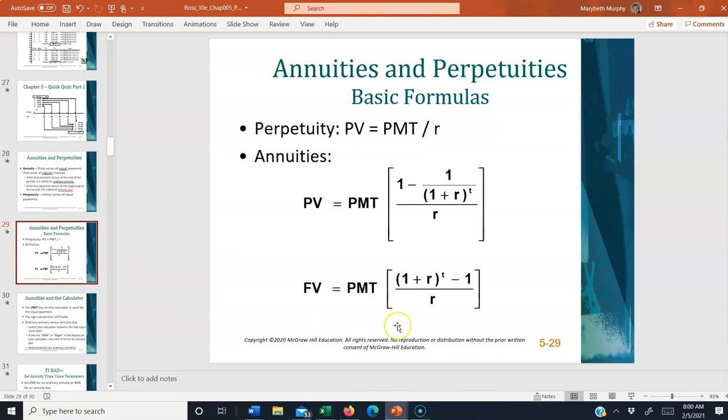Okay, there are 2 formulas you use. For a perpetuity, you take the payment divided by R, which is the interest rate. And for the present value of annuities, you're going to take the payment and multiply it by 1 minus 1 divided by 1 plus R to the T, which is the time period, all divided by R again, which is the interest rate. For the future value, you're going to take the payment and multiply it by 1 plus R to the T minus 1, divided by R.